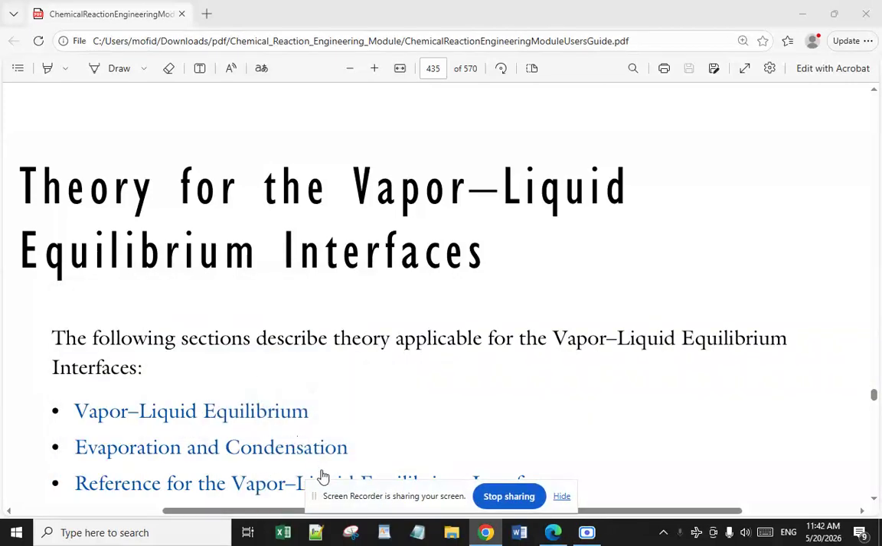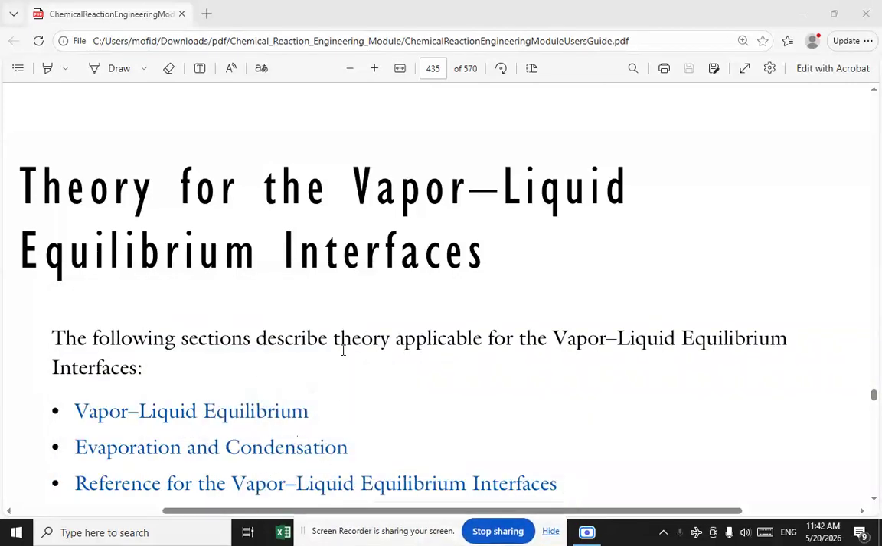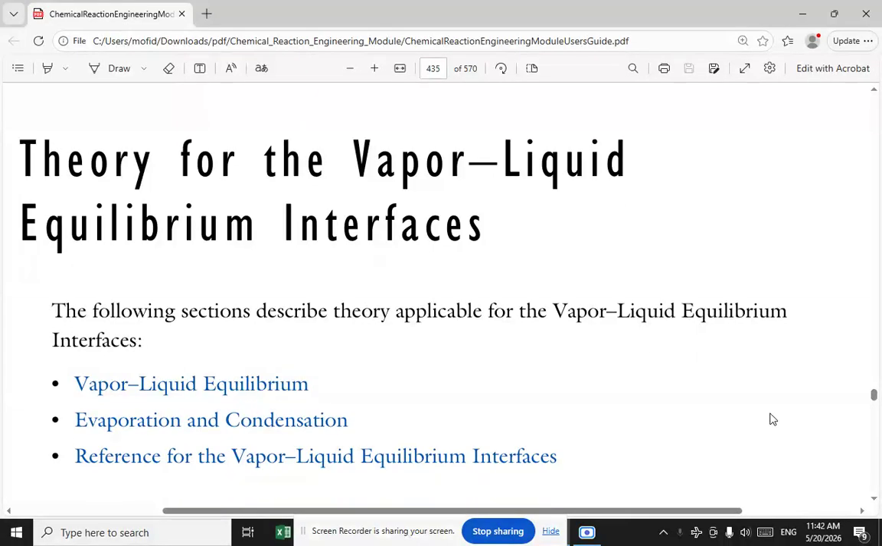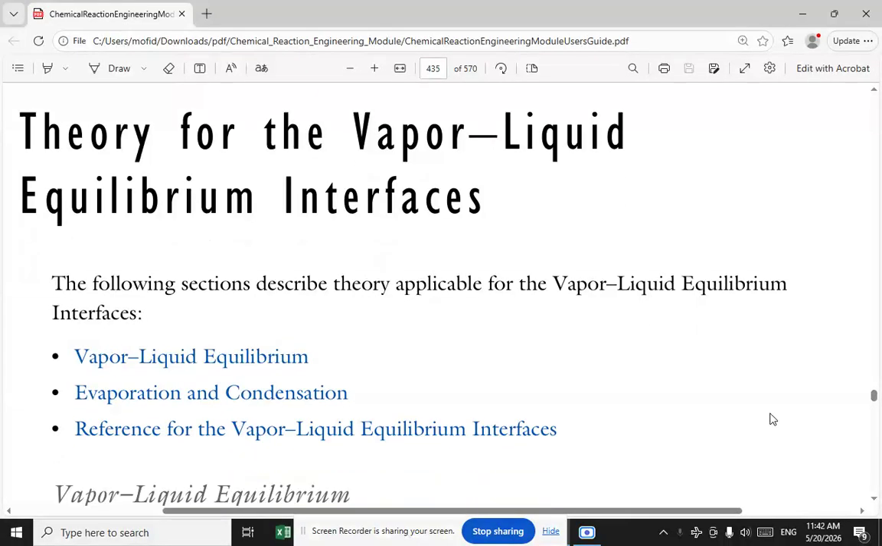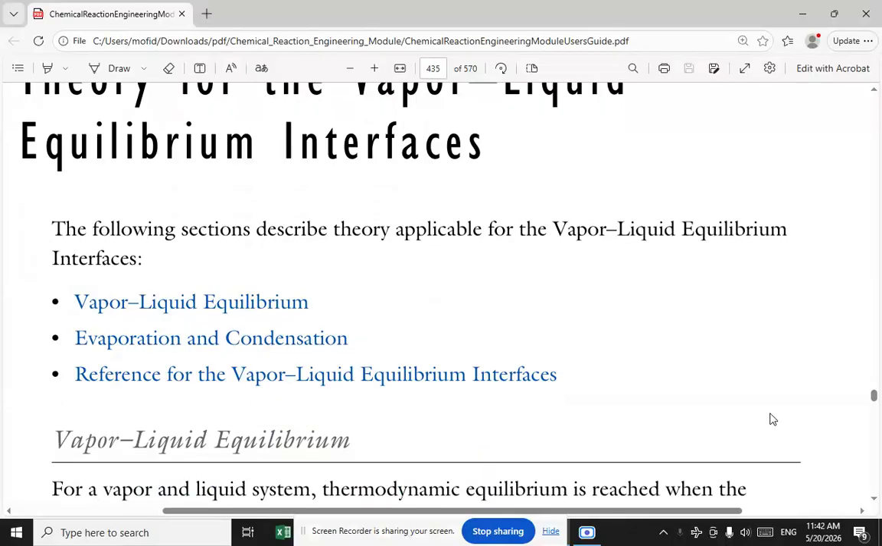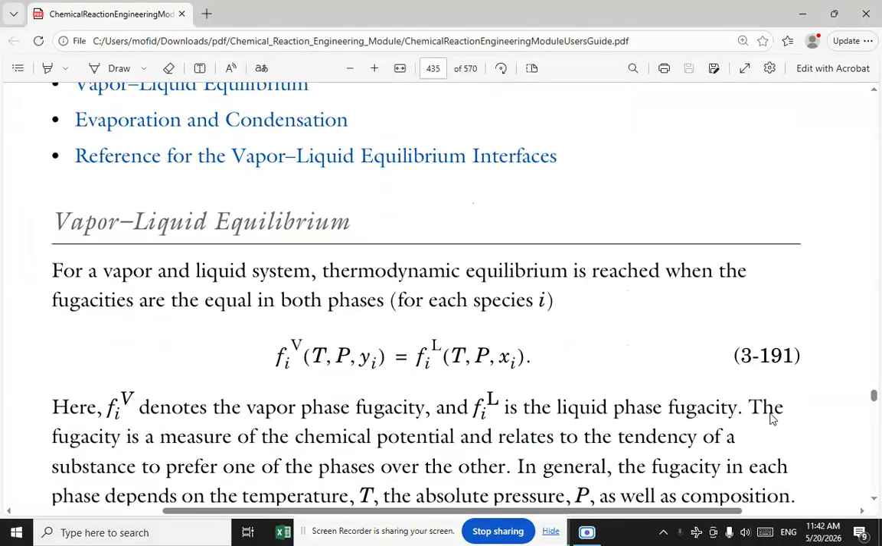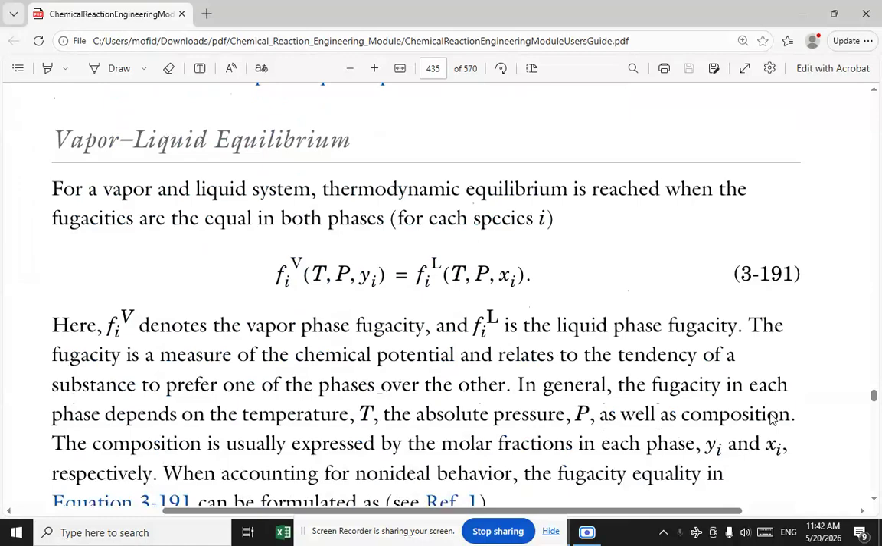I'm Master Sankoshi, and today I want to talk about the Chemical Reaction Engineering Module in COMSOL Multiphysics simulation software. Now I want to go through the chapter of theory for the vapor-liquid equilibrium interfaces. The following sections describe theory applicable for the vapor-liquid equilibrium interfaces: vapor-liquid equilibrium, evaporation and condensation, and references for the vapor-liquid equilibrium interfaces. Now I want to go through the vapor-liquid equilibrium.